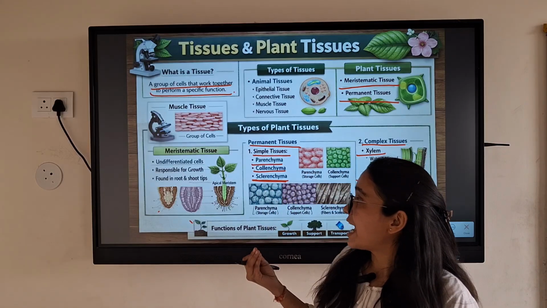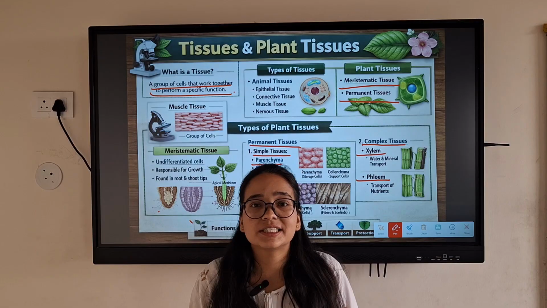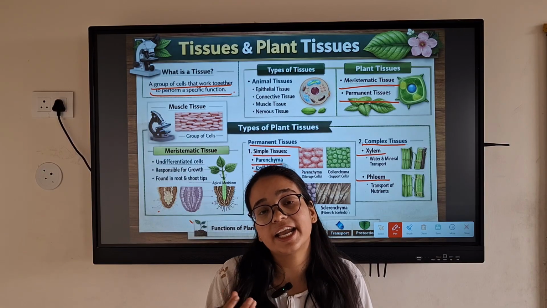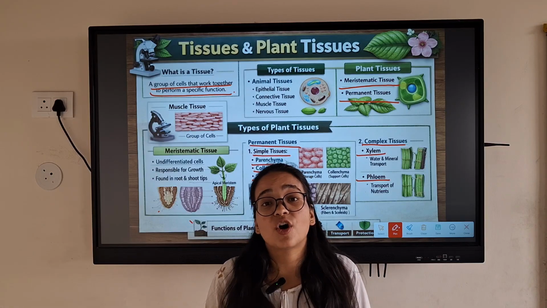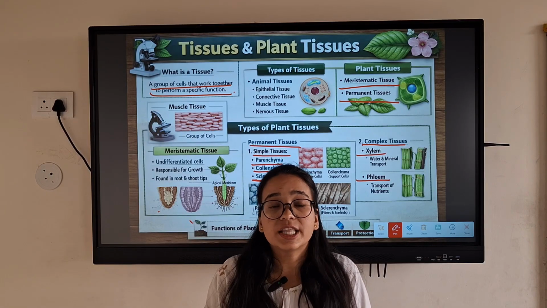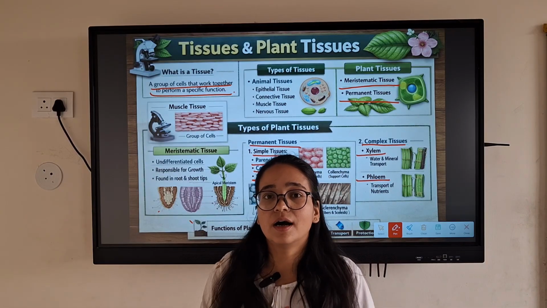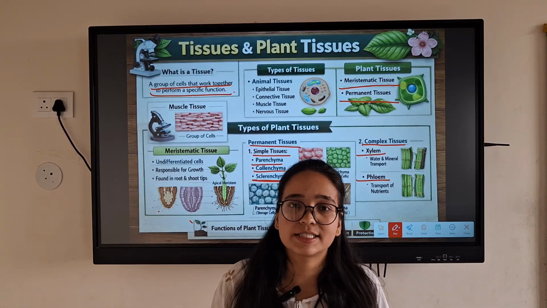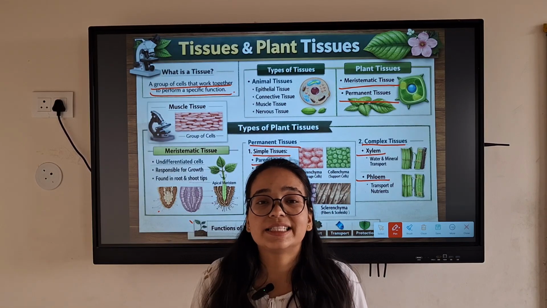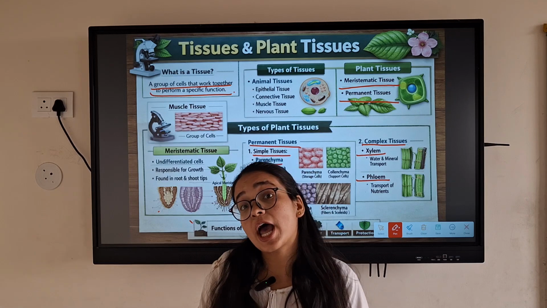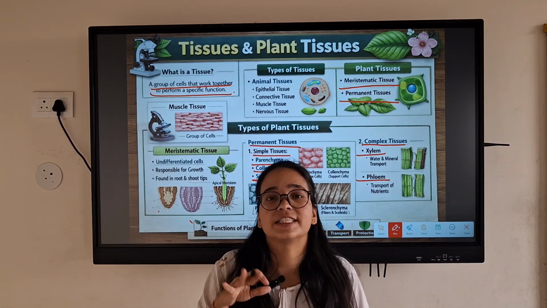Now, the next one is the intercalary meristem. Intercalary meristem is the meristem which is present at the internodes of the stem and increases the length of the internodes. Now, the next one is the lateral meristem, and the lateral meristem is present at the vascular parts of the plant, for example in xylem and phloem, and it also helps in increasing the girth, or we can say the diameter, of a stem.